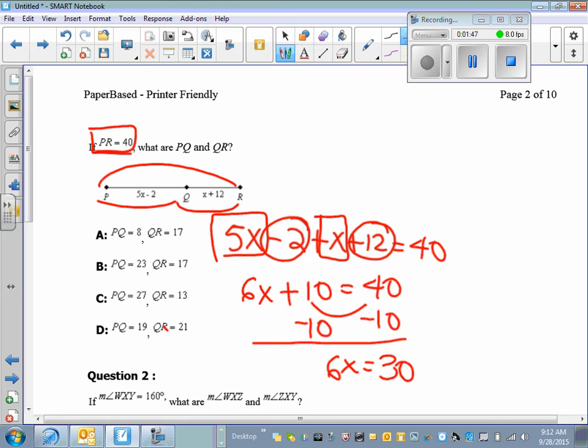Then you solve for x, but the question is what are PQ and QR? So whatever you get for x, you have to plug it in: 5 times the number minus 2, and the number plus 12. All right. Number 2.